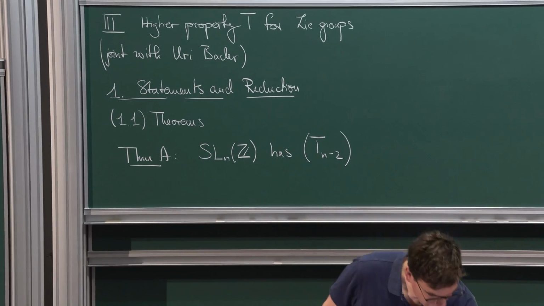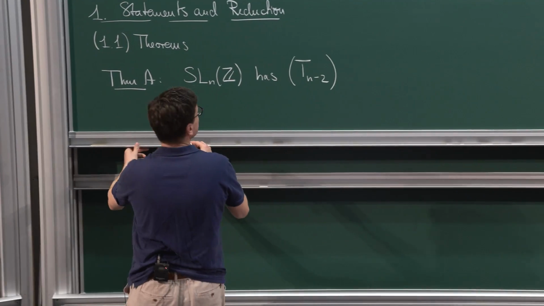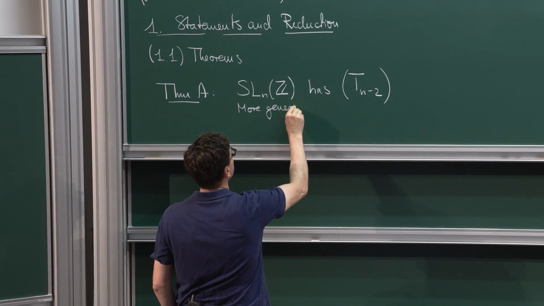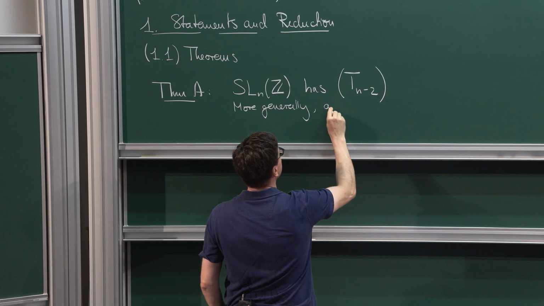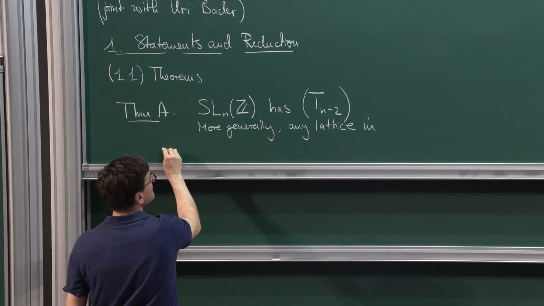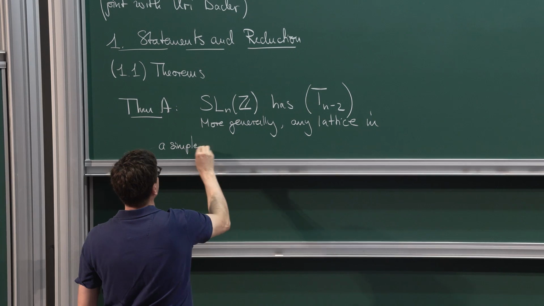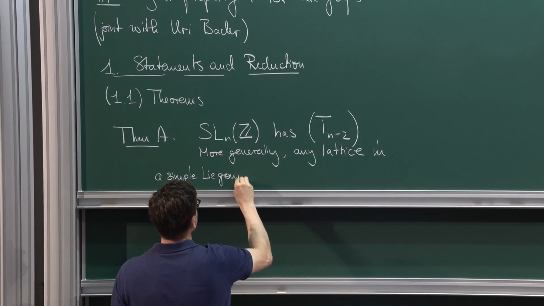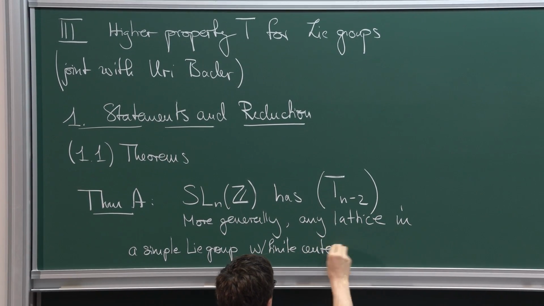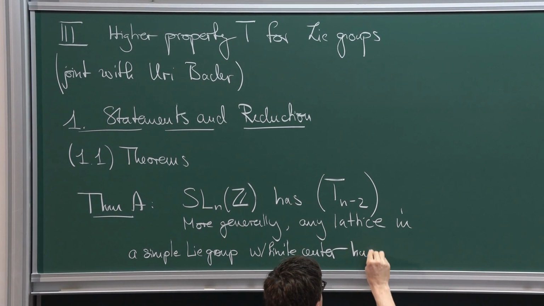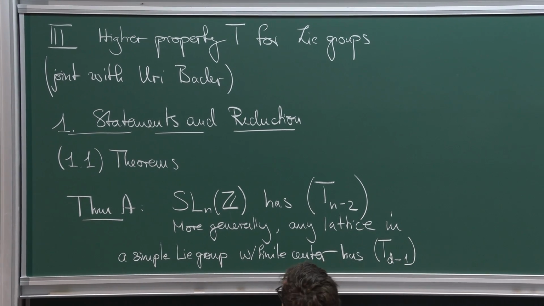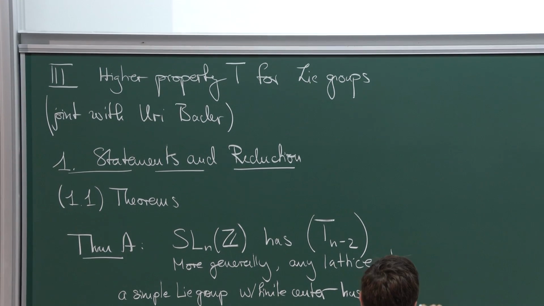And well, more generally, let me stick mostly with this SL_n case, but more generally, any lattice in a simple Lie group, maybe with finite center, has T_{d-1}, where d is the real rank of the group. So yeah, let's put it here.